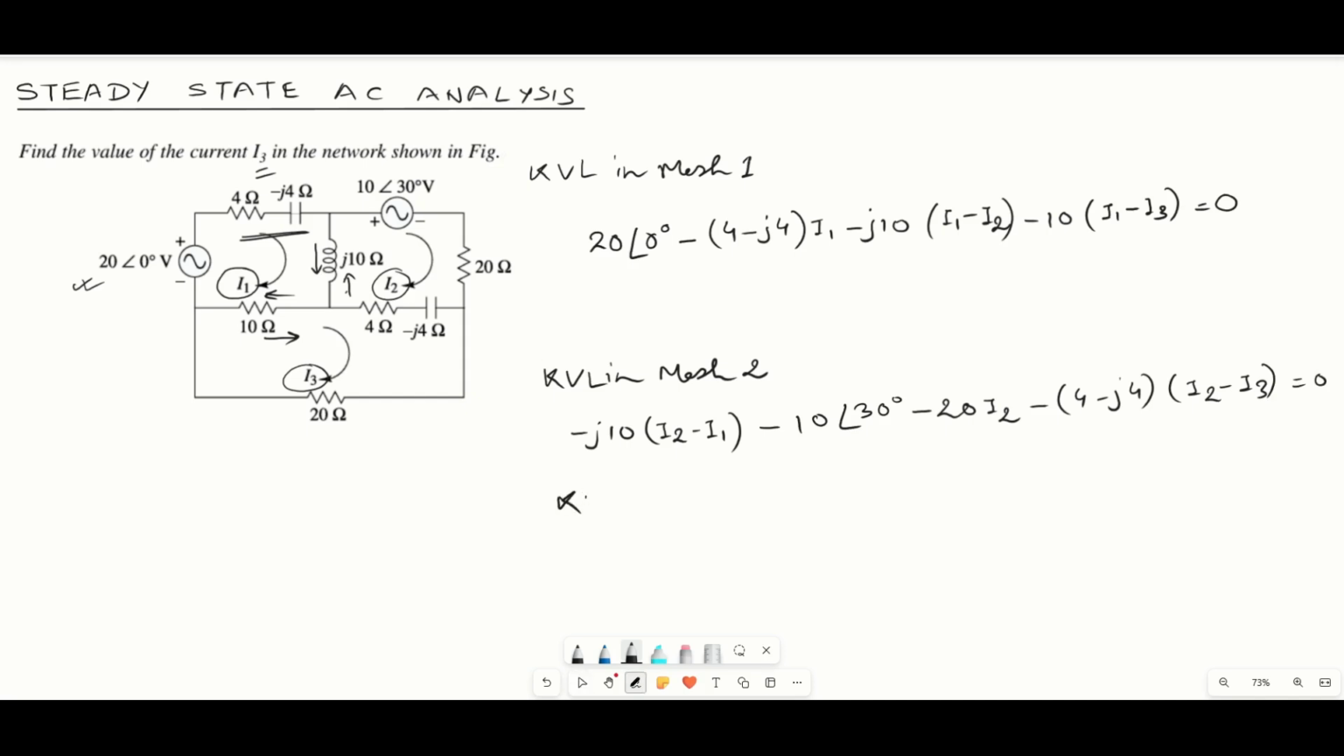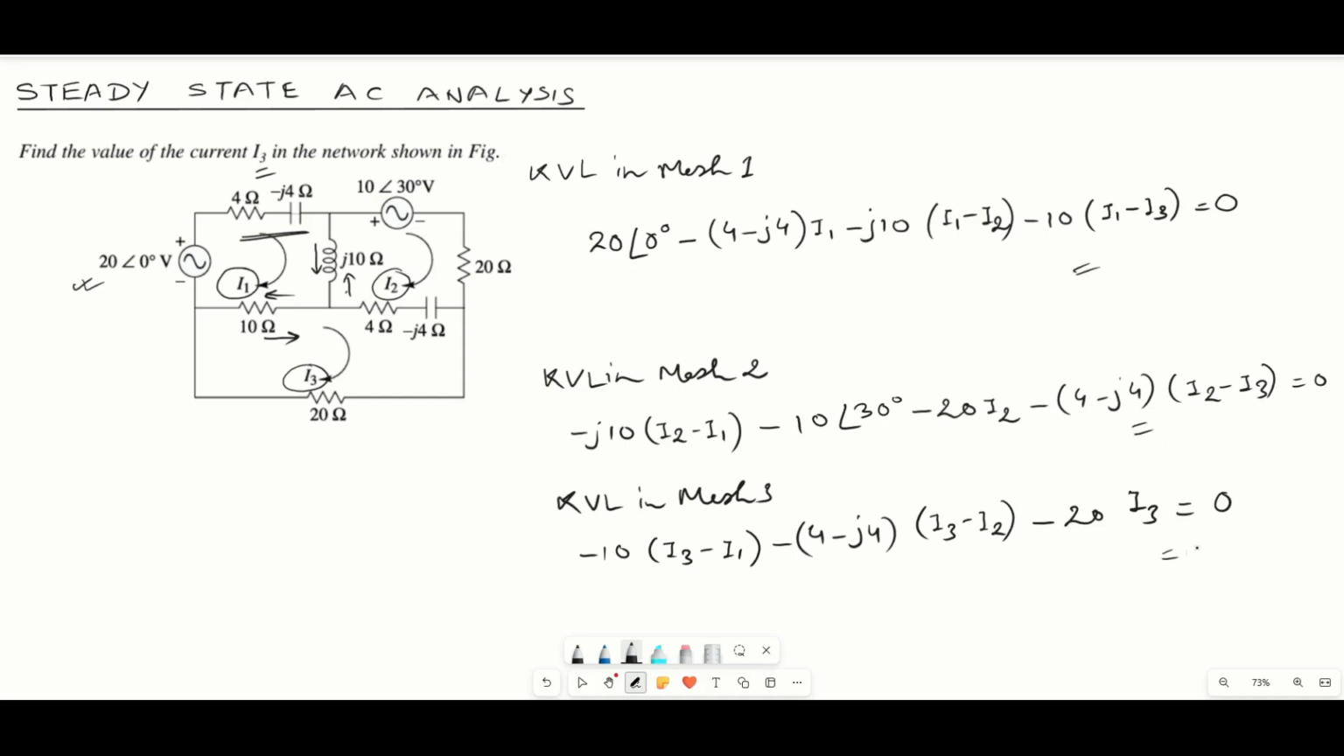Let's move ahead. KVL in mesh 3: considering from the 10 ohm, it will be minus 10 (I3 minus I1), right? Then we have minus (4 minus J4) (I3 minus I2), and below is 20 into I3 equals 0. So we have three equations and three unknowns, so we can solve it easily.